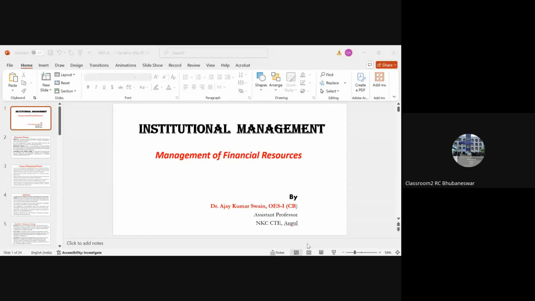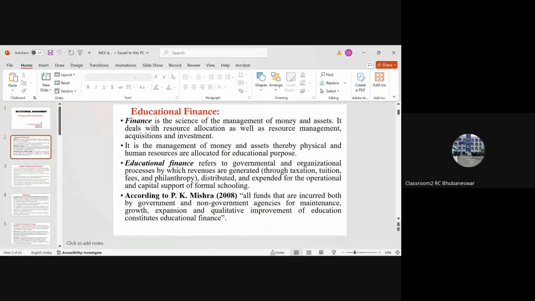Okay. So this Block 2 is related to management of financial resources. First we discussed material resource, human resource, financial resource. So financial resource is very, very important for managing any organization. It may be an educational institution or any other institution. So it is very important to manage the institution or organization, that is, educational finance.